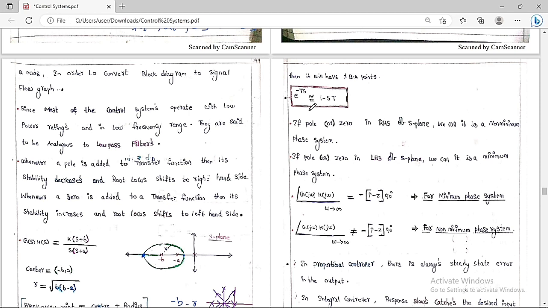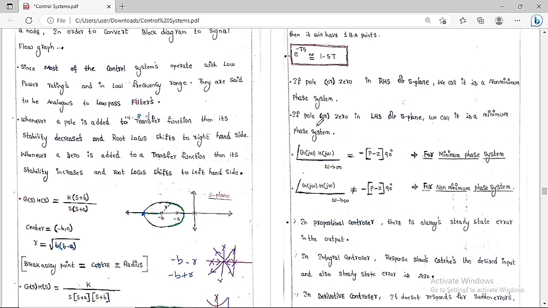So therefore we can say e to the power of minus ts is nearly equal to 1 minus st. This point, and this very standard equation, you always have to keep in your mind. So finally I can say e to the power of minus ts is nearly equal to 1 minus st.